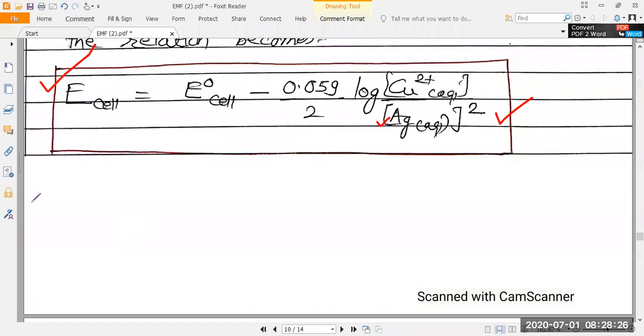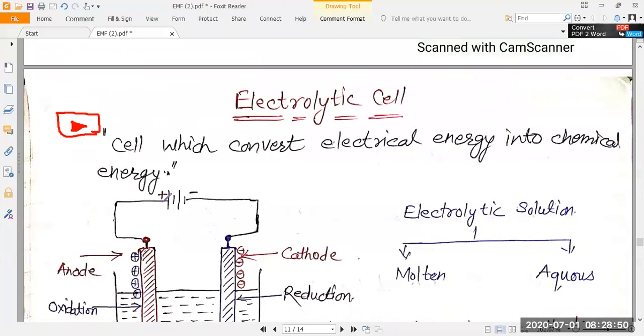We will do some numerical problems on the basis of the Nernst equation, then we will understand easily. I will make a separate video on the numerical problems of Gibbs free energy and the Nernst equation. Then you will understand easily by seeing the examples.